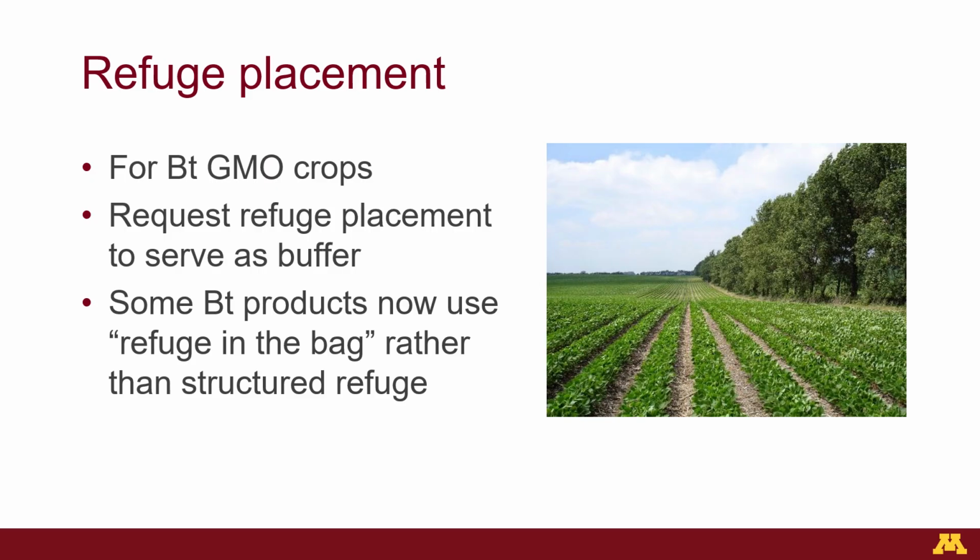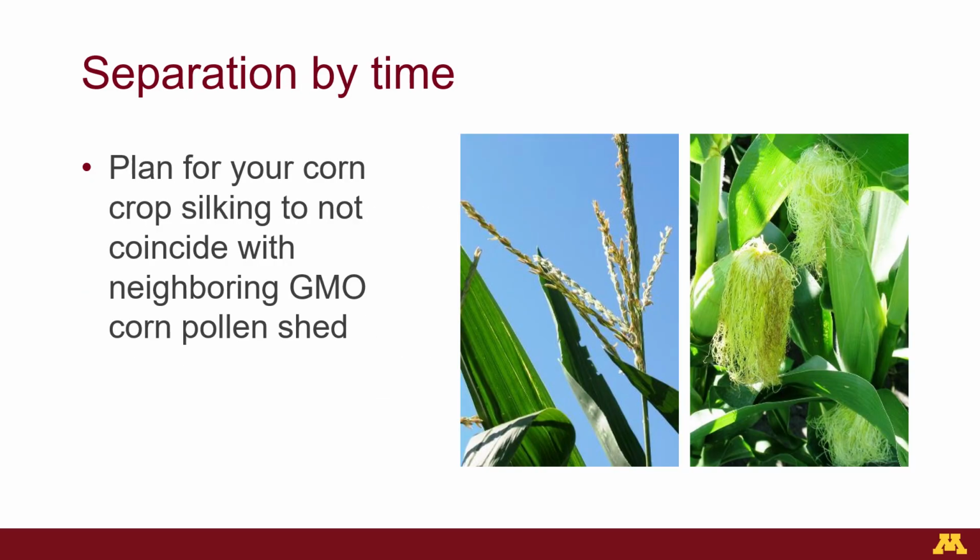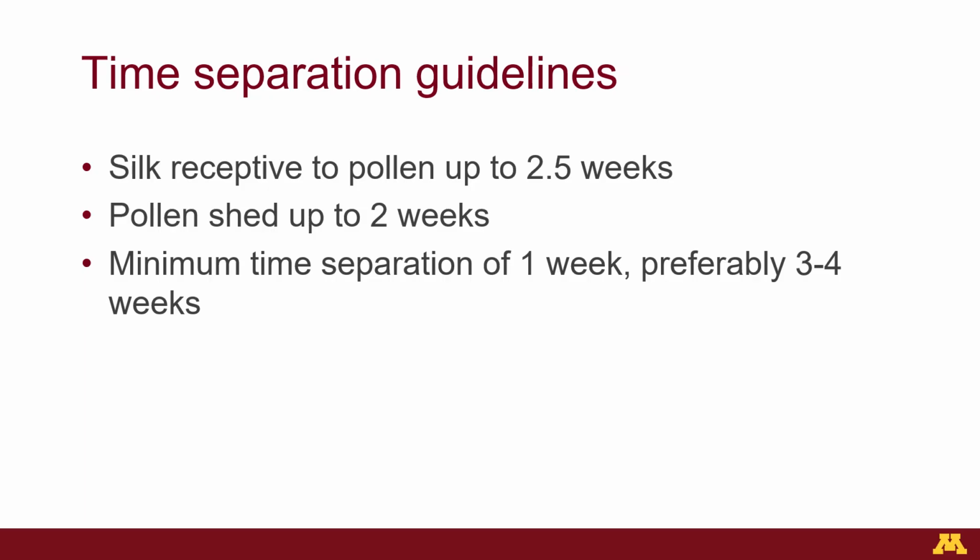In corn, you can protect your crop by ensuring that your corn's pollination window does not overlap with neighboring GMO corn. This means to plan so that your corn crop silking does not coincide with your neighbor's GMO corn pollen shed. Pollen shed can last up to 2 weeks, while the corn silk receptiveness to pollen can be up to 2.5 weeks. What you want to avoid is exposing your corn to neighbors' GMO pollen. At a minimum, you want a week between GMO and organic corn tasseling, and ideally 3 to 4 weeks to account for unevenness in flowering times across different areas of the field.